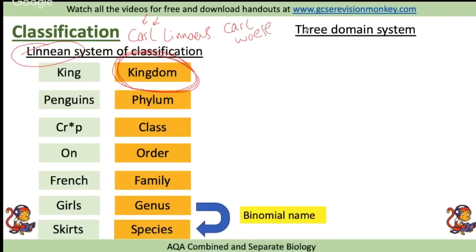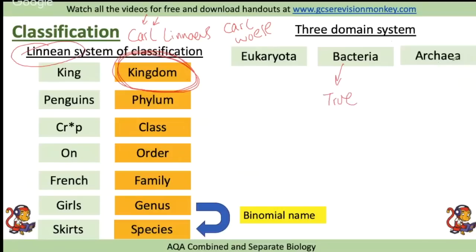W-O-E-S-E, came up with the three-domain system. So he said, above kingdom, we should have three domains called eukaryota, where all the eukaryotes are, so plants and animals. All the bacteria should be in a separate one. And this is your true bacteria, what you know as those kind of single-celled things. And then archaea is the third domain.